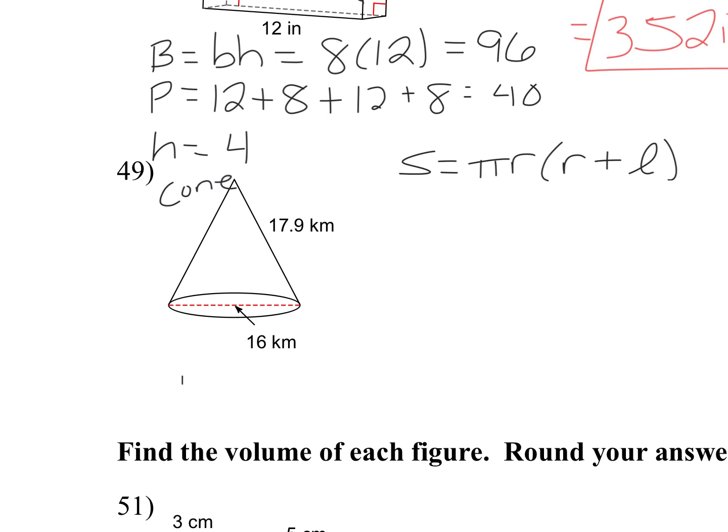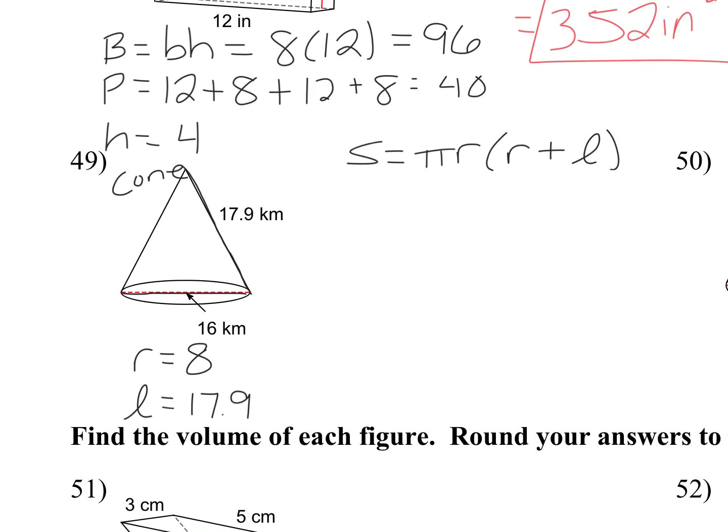Okay, so we need to find r and we need to find L. What does r stand for? Radius, which is halfway through the circle. Yep. It gave us the whole distance, but we only want half. And then what does that cursive L stand for? Close. Slant height. Yep, what's the slant height of the cone? 17.9.